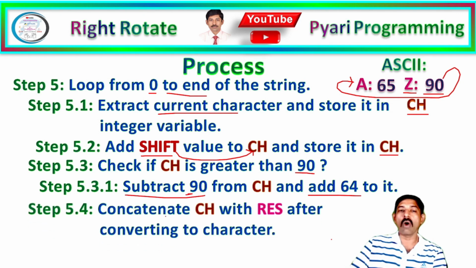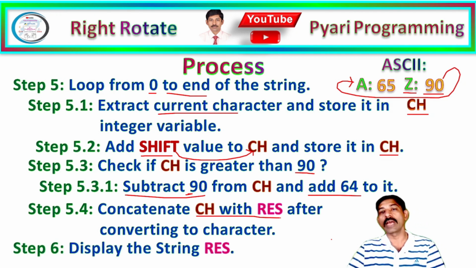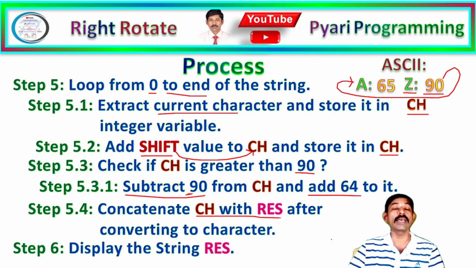Next step is to concatenate the CH with RES. What is RES? Where I'm storing the result, that is called RES. When I come out of the loop, all the process will be over. That means all the characters are extracted and shifted. So I will display the resulting string.